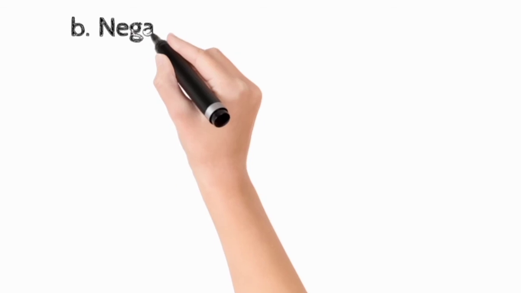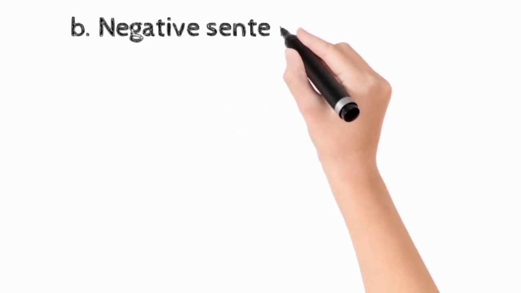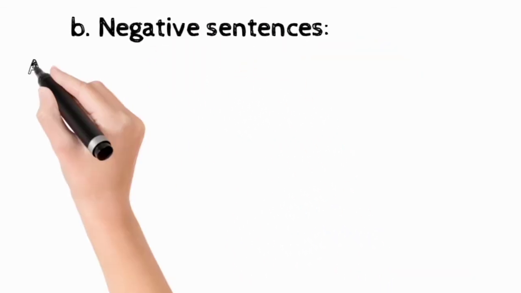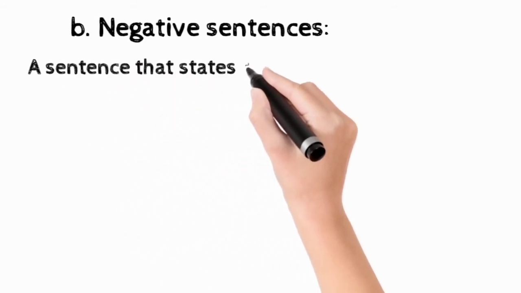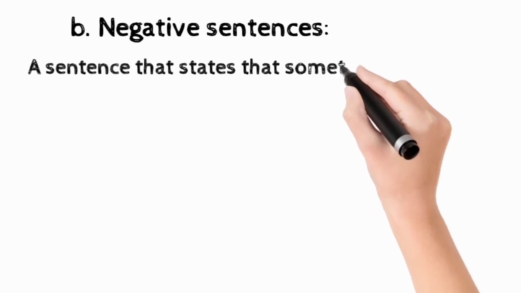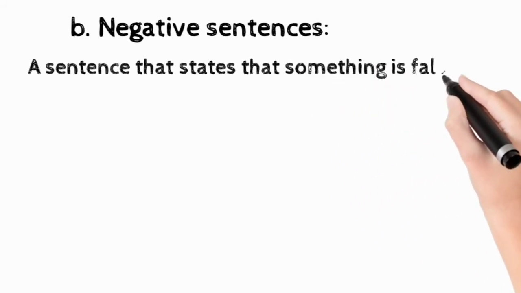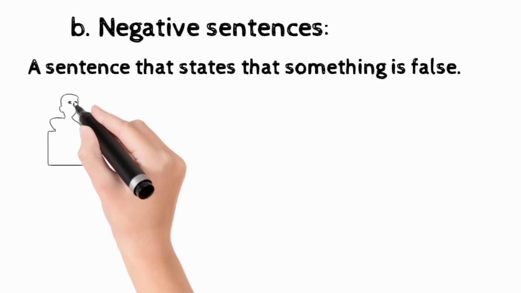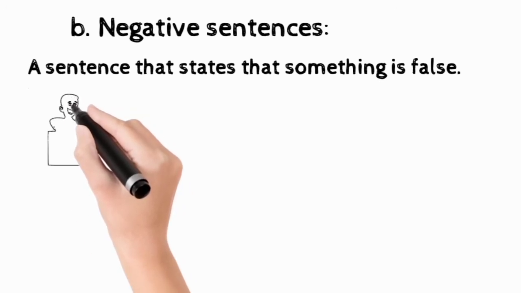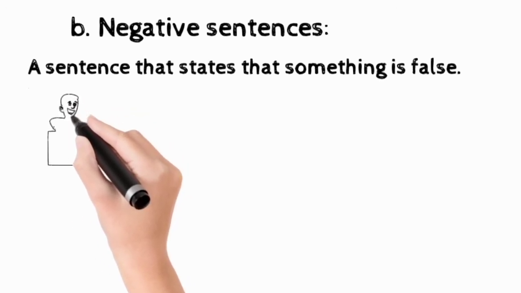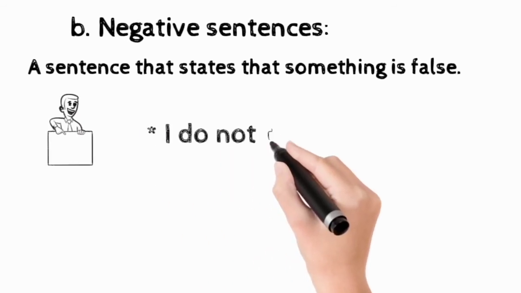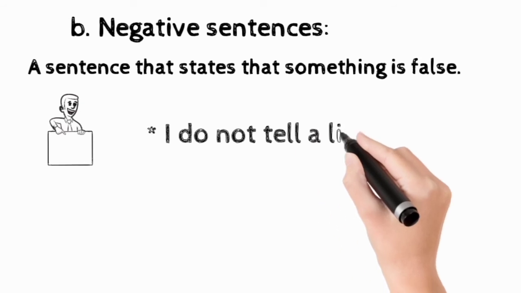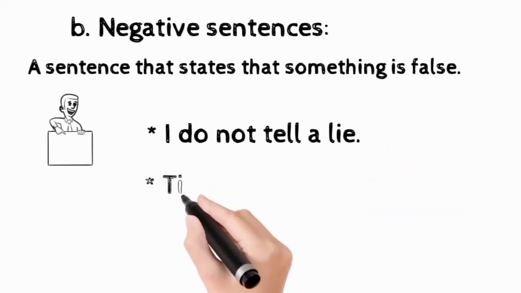Negative sentences. A sentence that states that something is false. In English, we create negative sentences by adding the word not. Like, I do not tell a lie. Not is added. Tigers do not eat grass.